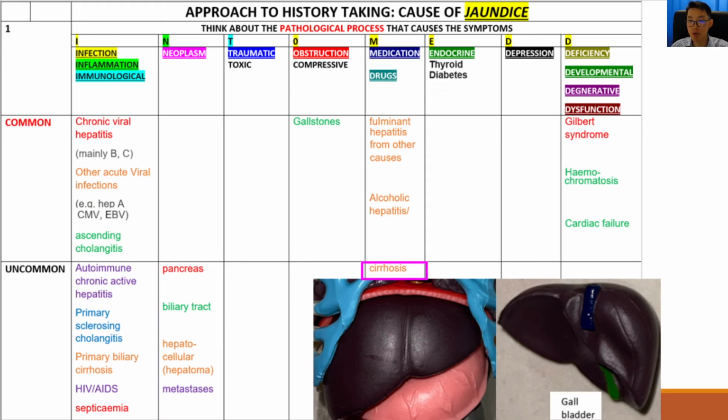And finally, we have cirrhosis as the cause of jaundice. Cirrhosis is the end stage of liver damage, causing scarring of the liver. And this scarring and damage to the liver can be a result of either infection, medication use, as well as chronic inflammation from all sorts of causes such as autoimmune causes.